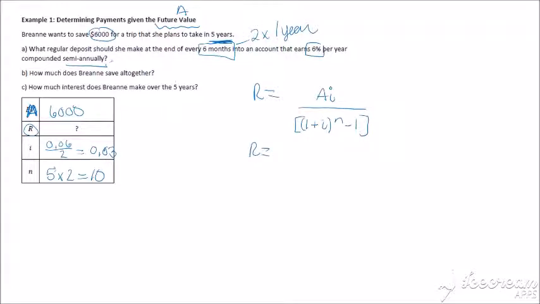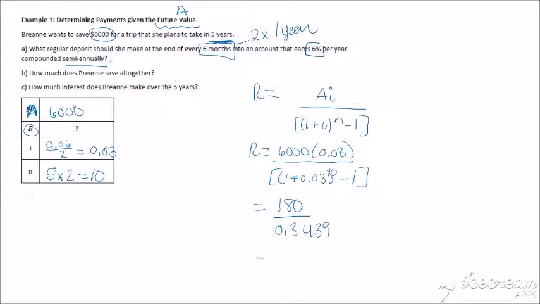So now let's actually just sub these numbers in. So I get 6,000 times 0.03 all over 1 plus 0.03 to the exponent 10, minus 1. Then I get 180, so I just multiply the numerator and then figure out the denominator, 0.3439. And that gives us 523.38. So these are going to be her deposits.